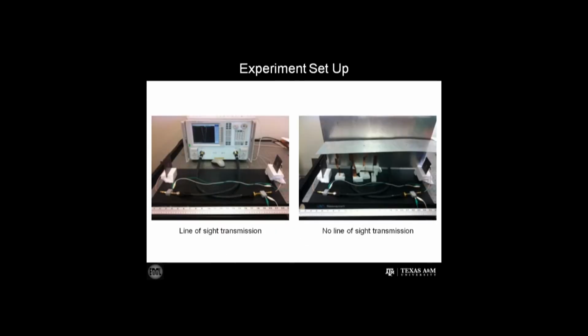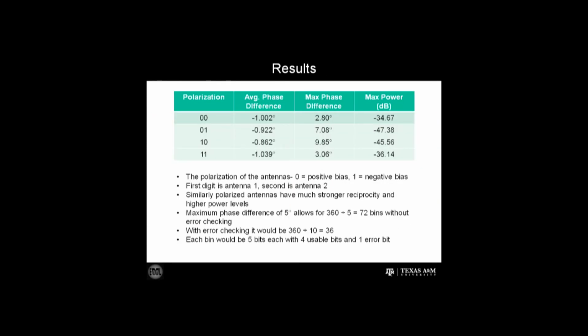Next are pictures of two different experiments. The one on the left shows line-of-sight transmission, while the picture on the right is the setup with no line-of-sight transmission. On this next slide, this table shows us the phase statistics at different polarizations of the antennas. Each digit in the left column corresponds to the polarization of each antenna. For example, 0,0 and 1,1 correspond to similarly polarized antennas.